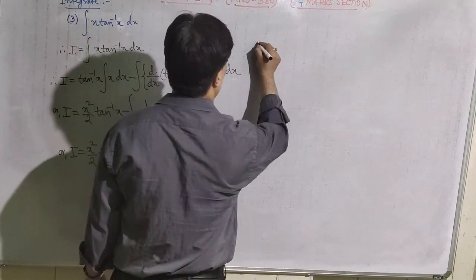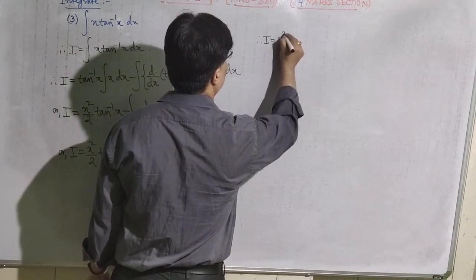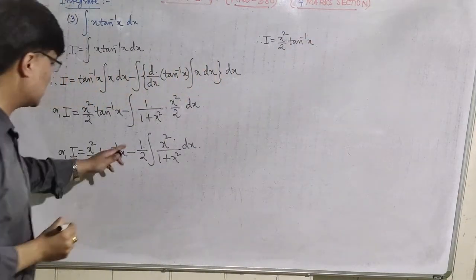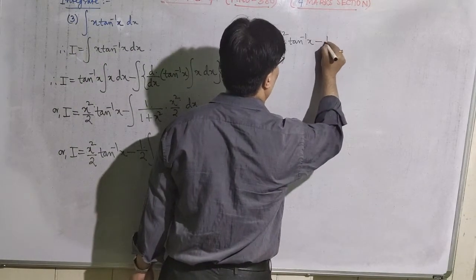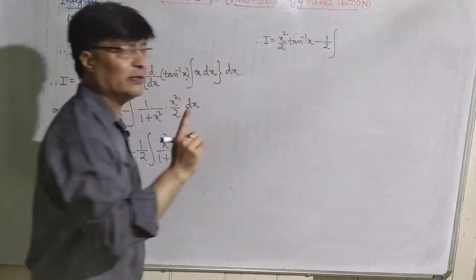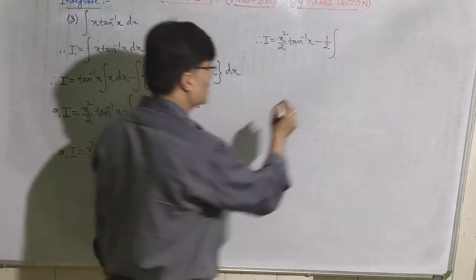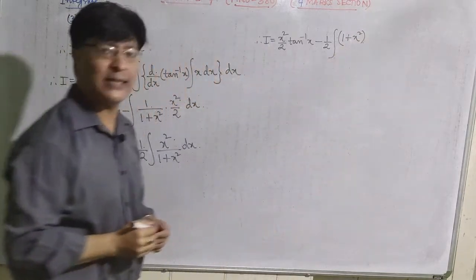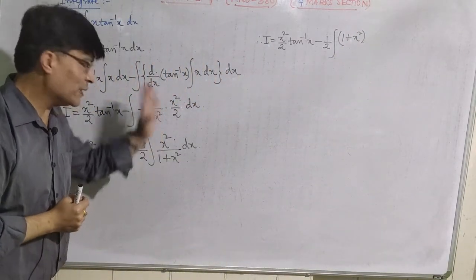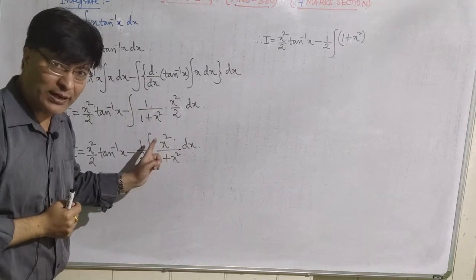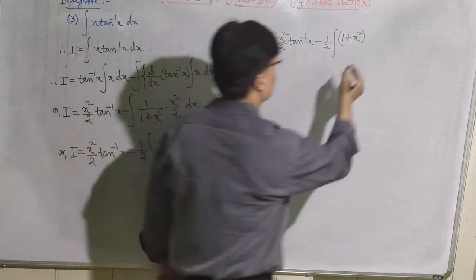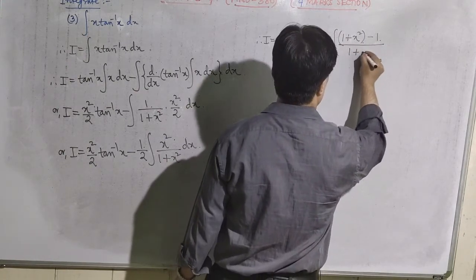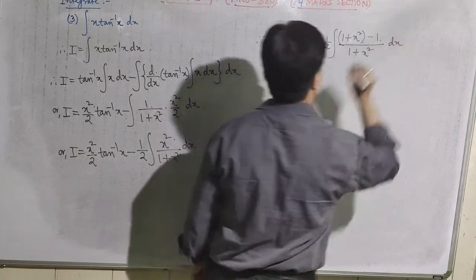Okay. So therefore I is equal to x square by 2 tan inverse x, it is kept as it is, minus half integral, whatever is there in the denominator, write it in the numerator. What is it? It is 1 plus x square. Let us keep it within bracket. Is that clear? So we are getting x square, that's okay. X square is here, but is there 1 plus 1? No, you have to subtract it. So what do we write? Minus 1 whole divided by 1 plus x square dx.